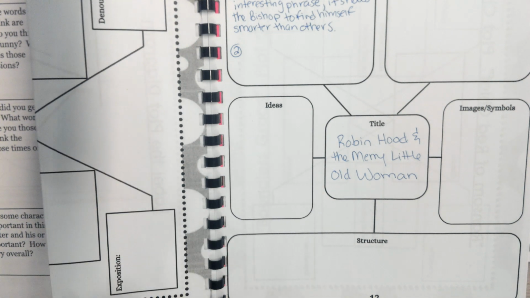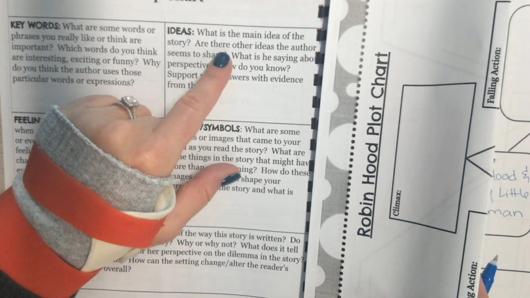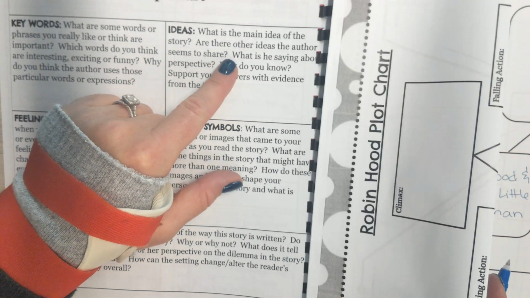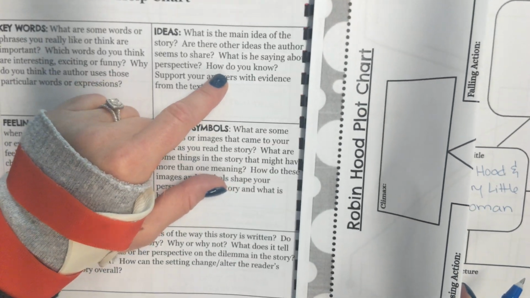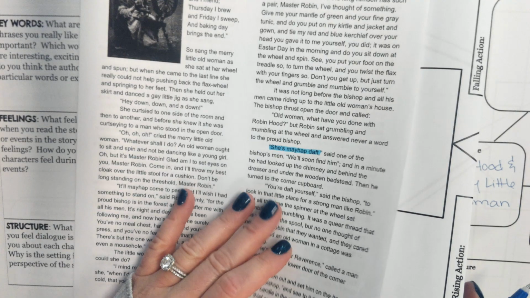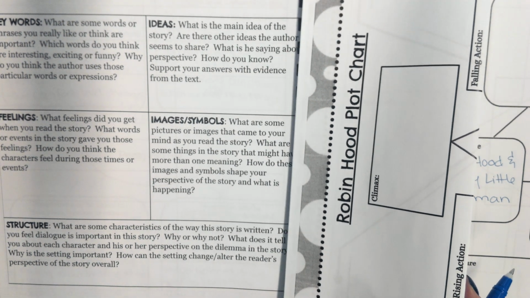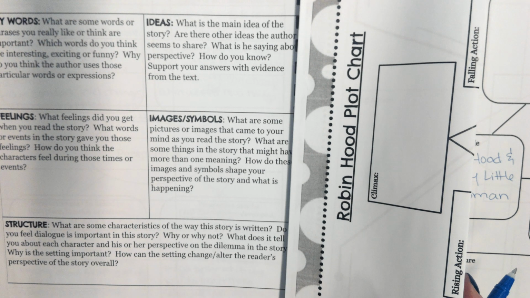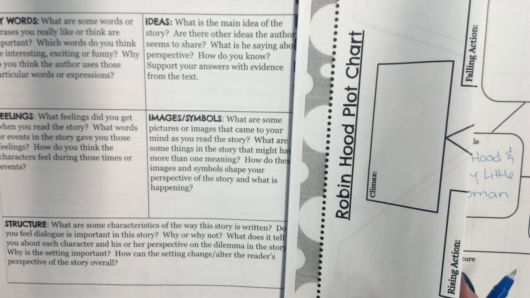Okay, so let's go ahead and go in the same order as last time, which was backwards, right? Counterclockwise. So let's go with ideas now. Ideas. What is the main idea of the story? Are there other ideas the story seems to share? Wow, I think there's all kinds of different ideas or morals, I guess I could say, in this story. One that pops out to me right away is things are not always as they seem, because the bishop really thought that he had Robin, but he was overconfident.